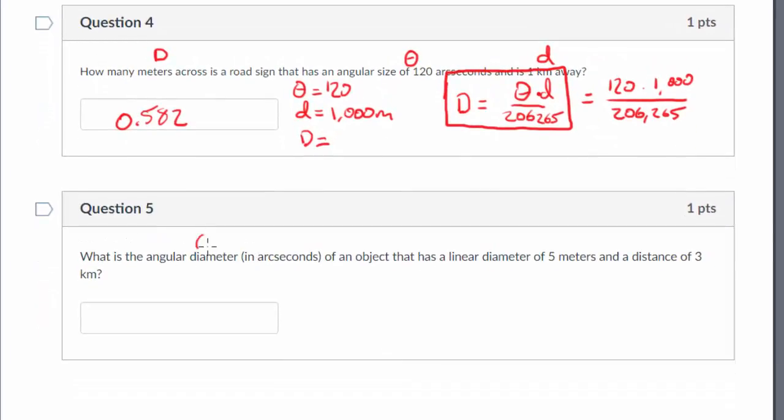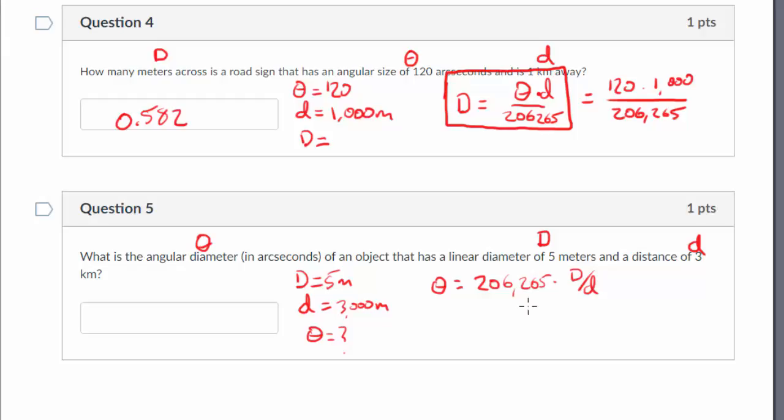All right, last one. What's the angular diameter, theta, of an object that has a linear diameter, capital D, and a distance of 3 kilometers? So what do I have here? Capital D equals 5 meters. Distance is 3 kilometers. That's 3,000 meters. And theta equals question mark. You can use the given equation. Theta equals 206,265 times diameter over distance, which is the same as saying 206,265 times 5 meters over 3,000.